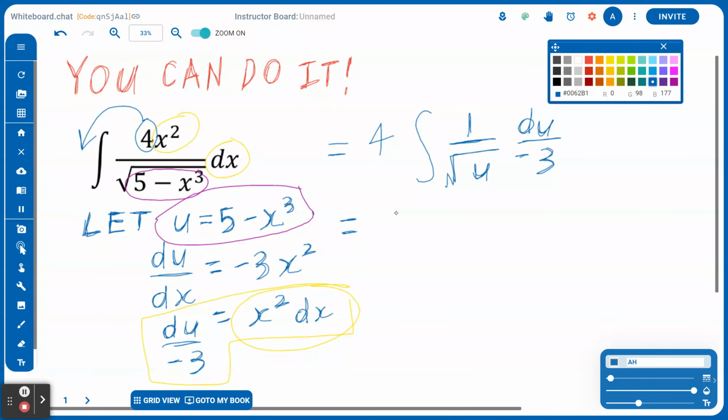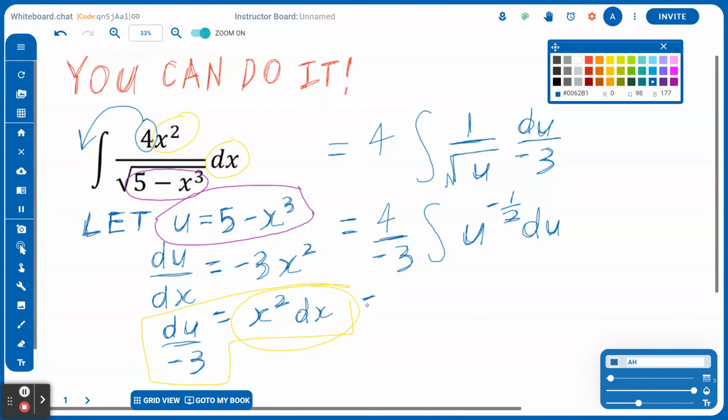Now, look what happens. I can bring all the numbers to the front. So instead of having negative 1 over 3, I can bring it to the front and combine it so that it's 4 divided by negative 3 times the integration of 1 divided by the square root of u, which in exponent form is u to the power of negative half. And you're finding the integration with respect to u.